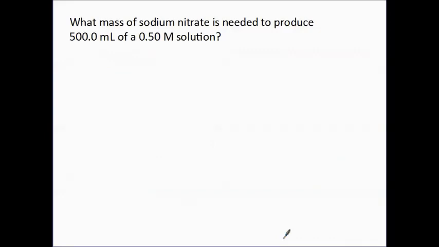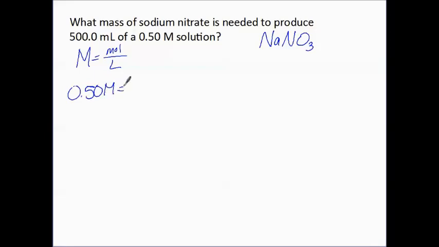This problem is asking for the mass of sodium nitrate needed to produce 500 milliliters of a 0.5 molar solution. Sodium nitrate is NaNO3. In this problem, remember molarity is moles over liters. Molarity we have, and we have the volume. Now we're going to have to convert this from milliliters to liters.